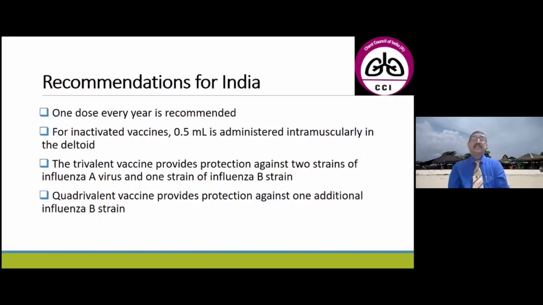So as a clinician, what is the choice? Whether you should go for a trivalent vaccine or a quadrivalent vaccine, it depends. Trivalent vaccine is more than enough because it is covering both strains of influenza virus, whereas the quadrivalent vaccine is covering only 1 additional influenza B strain.